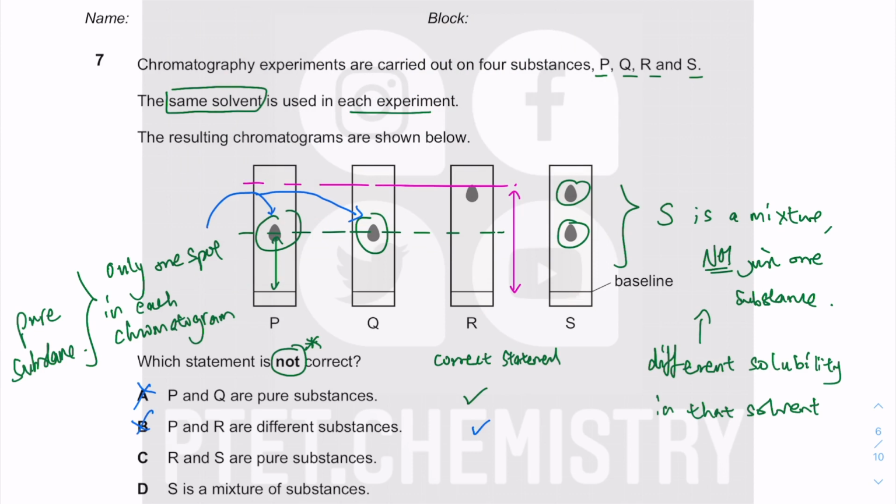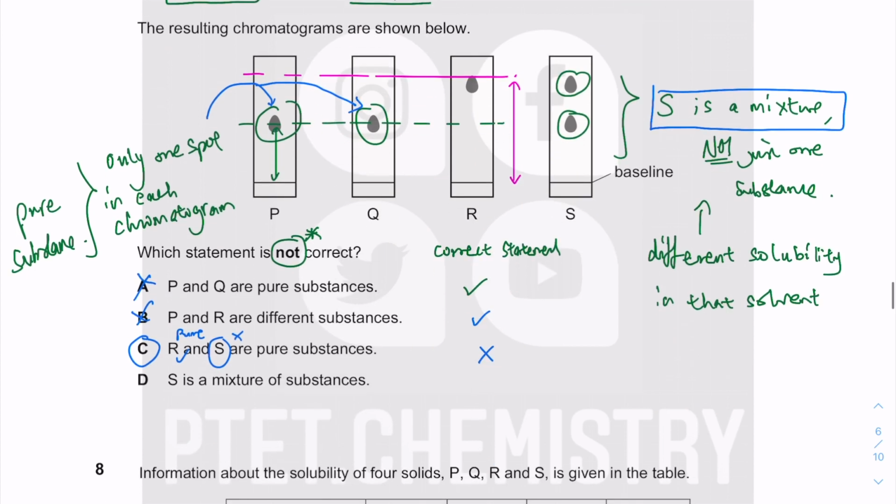R and S are pure substances. R has only 1 spot, so R is pure. That is true. S is not pure because S is a mixture. It has 2 substances that have different solubility in this particular solvent. The same solvent is used in all experiments, and we can see 2 components there. So S is impure. This is incorrect. So we obtain our answer like that. S is a mixture of substances, as I told you earlier.